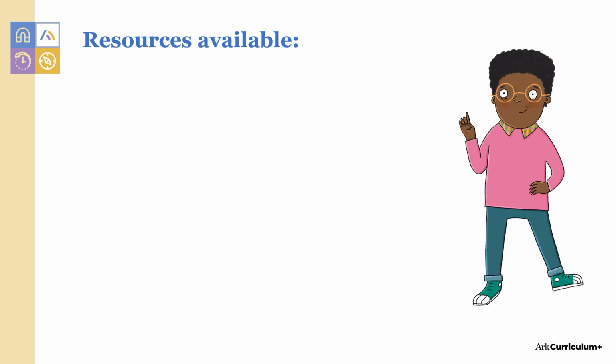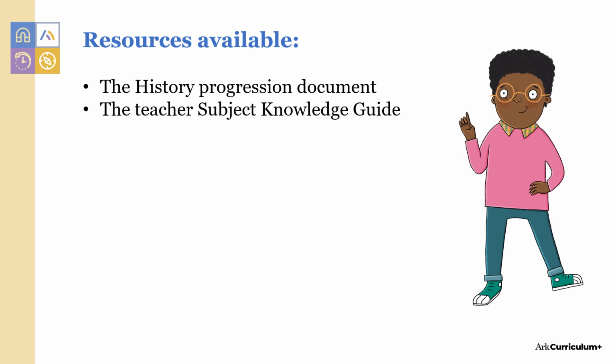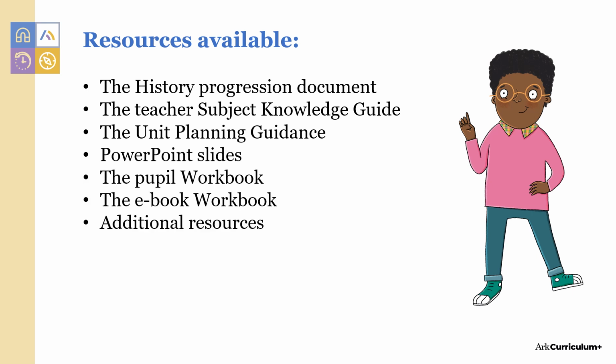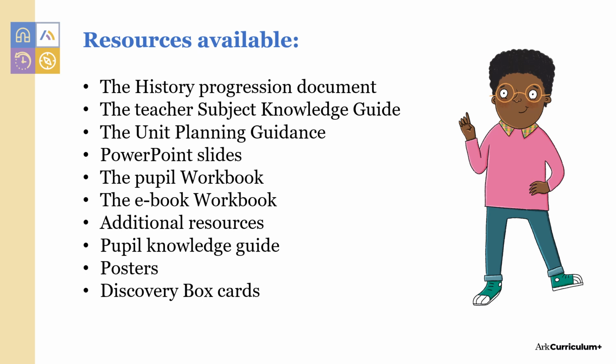The resources you'll be able to access on Oxford OWL are the History Progression document, the Teacher Subject Knowledge Guide, the Unit Planning Guidance, PowerPoint slides, the pupil workbook and the ebook workbook, additional resources to go alongside some lessons, pupil knowledge guide, posters, and discovery box cards.